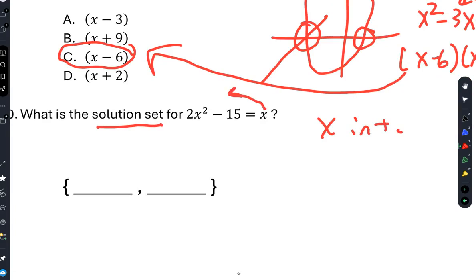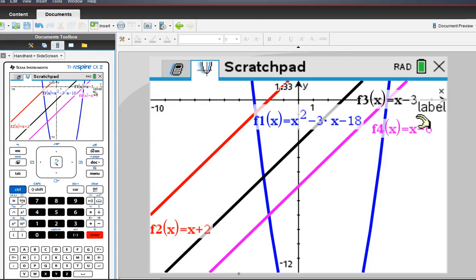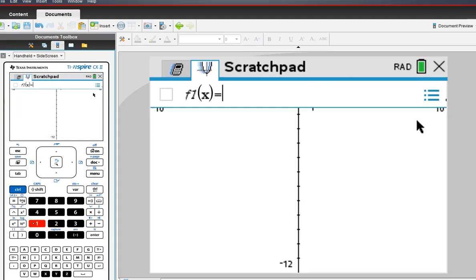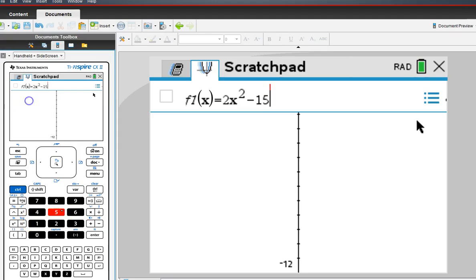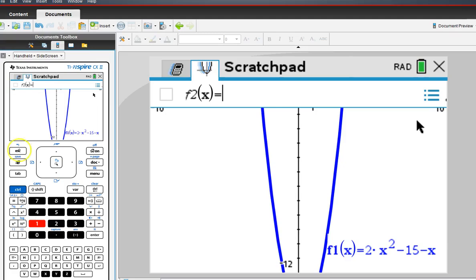Okay, on the last one, if you want the solution set, you want the x-intercepts. So we need to solve this for 0, draw a bar through the equal sign. We're going to graph 2x squared minus 15, and that plus x will change to a minus x. So I'm going to graph this and trace to the x-intercepts. Okay, so go to your calculator, hit delete, delete, delete, and then let's menu 3, 1 or tab, and then 2x squared minus 15, and then minus x. Remember, the x is going to flip because we're graphing it. Hit enter.